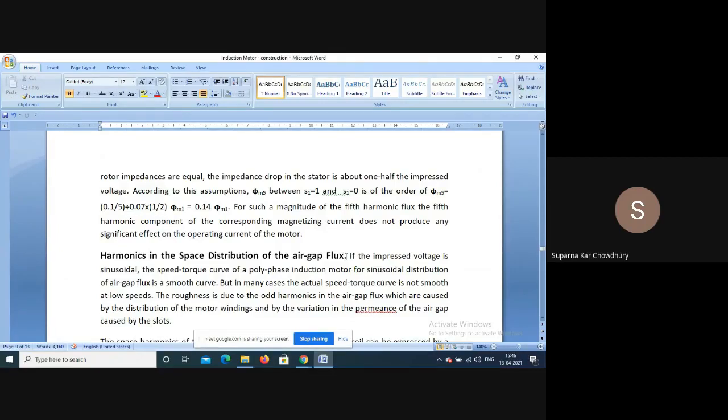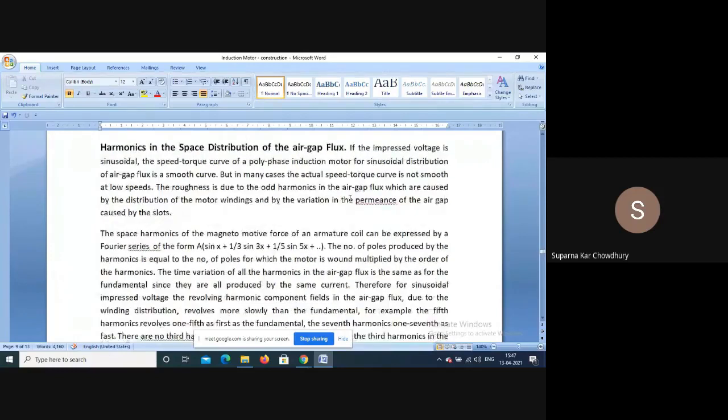For such a magnitude of fifth harmonic flux, the fifth harmonic component of the corresponding magnetizing current does not produce any significant effect on the operating current of the motor, because the magnetizing current value depends on the flux. So when the flux is quite low, say it is 14% of that of the fundamental, the corresponding magnetizing current also will be low, so it will have very little effect. Now this is as considered for the time harmonics.